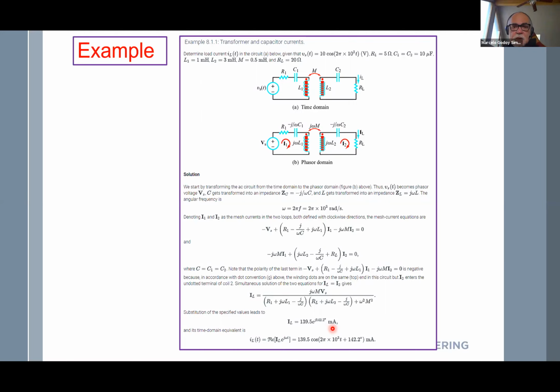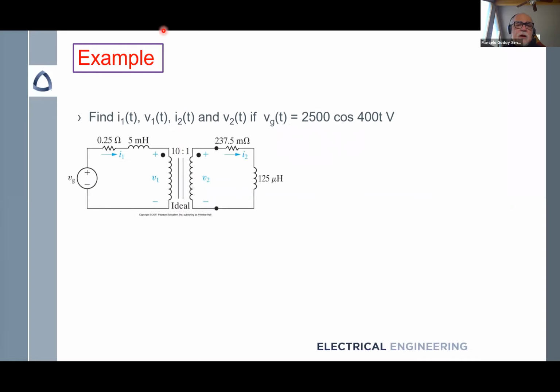Okay, let's go to the next problem. This is solved there, so you just have to read and understand. So here we have another example. I want you to find all the currents and the voltage, and I want you to assume that your voltage VG is 2500 cosine of 400t. So 400 is the angular speed. That angular speed will be useful for your impedance.